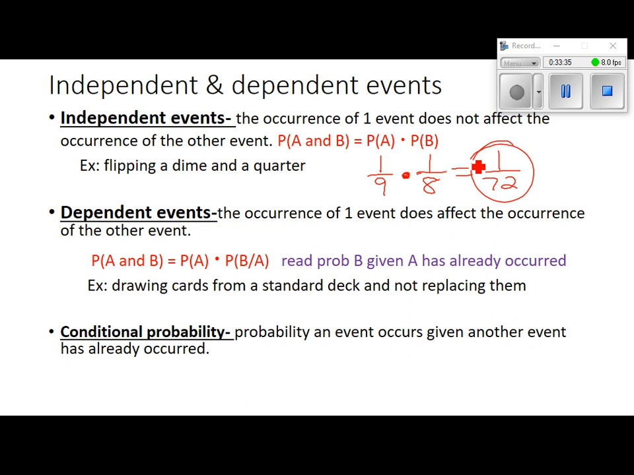So actually, if I put Clifton's name back in there, what's the chances I draw Kaylee's name? 1 out of 9. So this wouldn't be 72 here, this would be 1 out of 81. That's if they're independent. If we did it the other way and I didn't put Clifton's name back in, then it's 1 out of 9 times 1 out of 8, and then that's 1 out of 72 total.